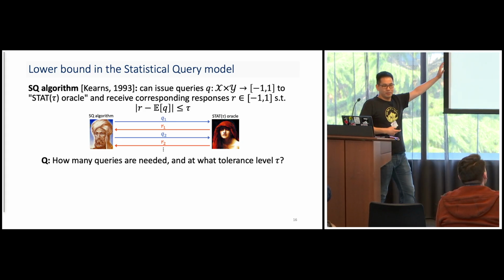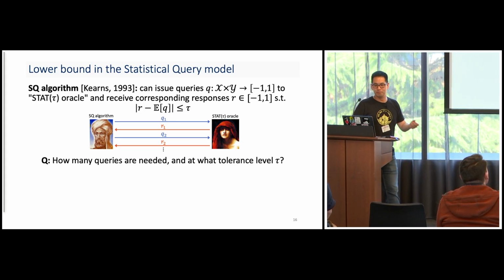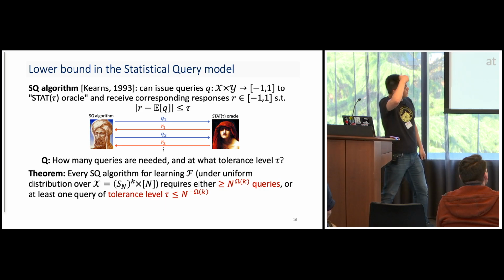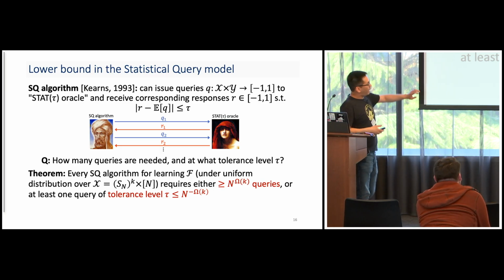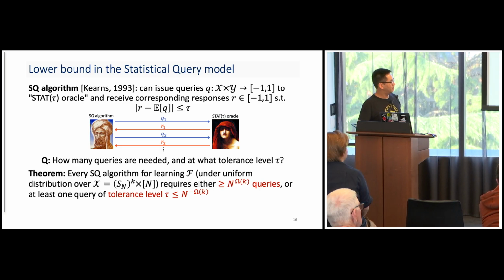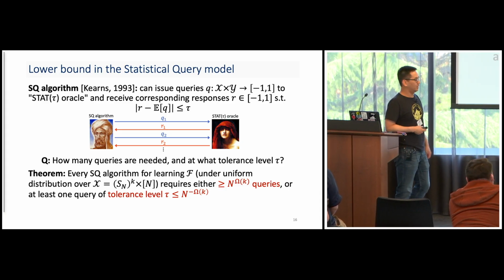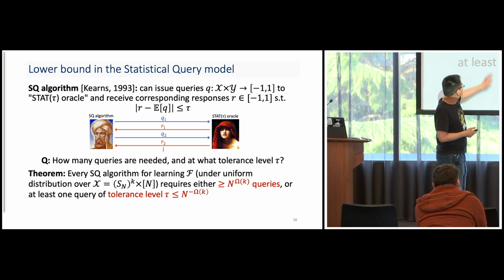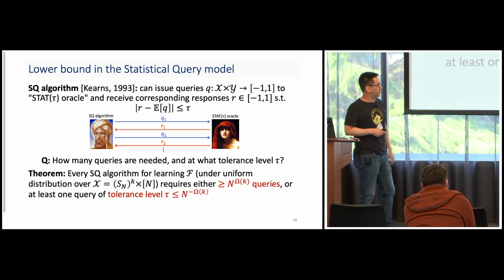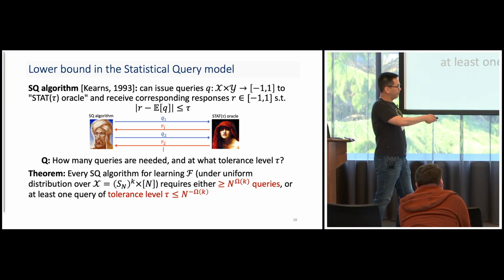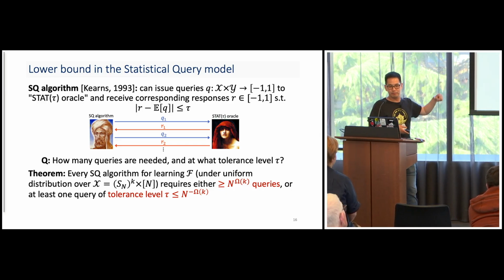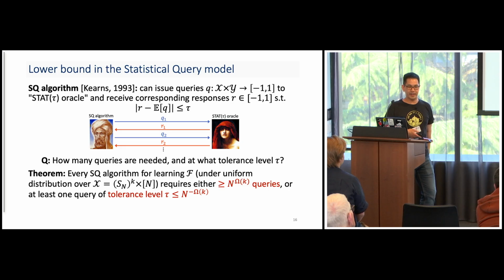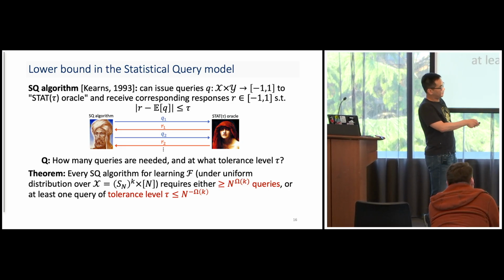And then the main question in complexity is how many queries do you need to make, and how large can this tolerance be? And what we proved is a very basic, typical type of lower bound in the SQ model, which says that every SQ algorithm for learning this concept class, where we want to achieve small average error under a nice distribution, just a uniform distribution, either needs to make a lot of queries, n to the some constant times k queries, or has to ask at least one query at very, very small tolerance. It has to be a very accurate answer, n to the minus some constant times k.